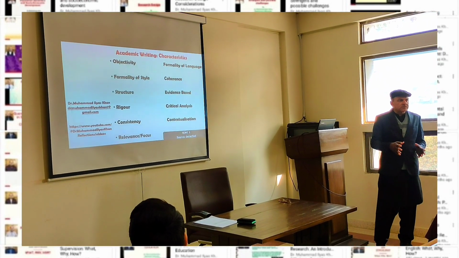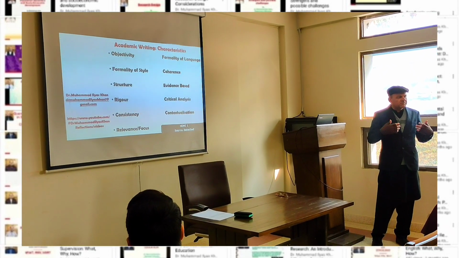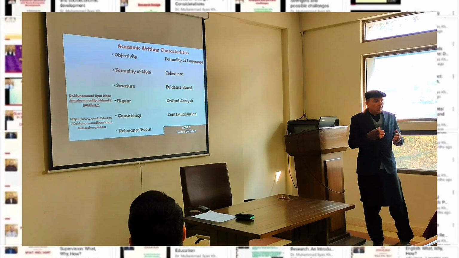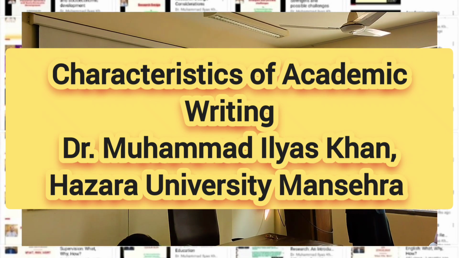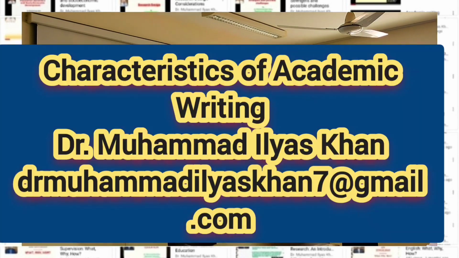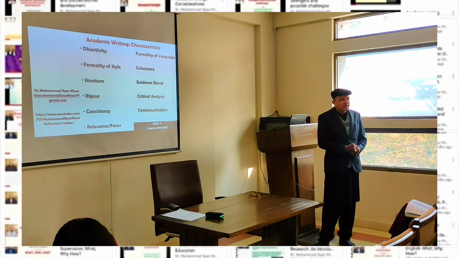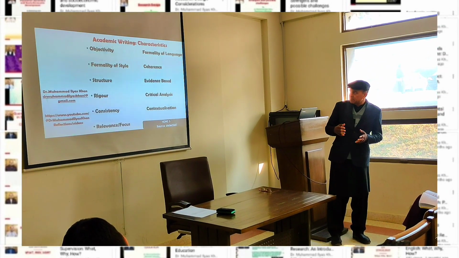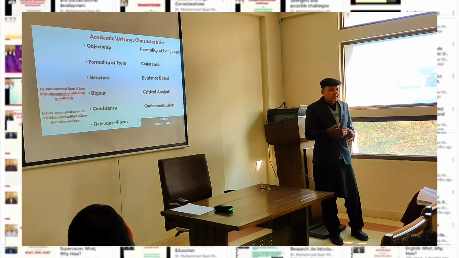Number one, there should be objectivity. What is objectivity? It's not your personal feelings or emotions that you are writing, but objective presentation of social or natural phenomena or reality. Second, formality of language. So you do not say things like "my friend" or "yar" or whatever. The vocabulary, the language that you use is formal and used in an academic sense.